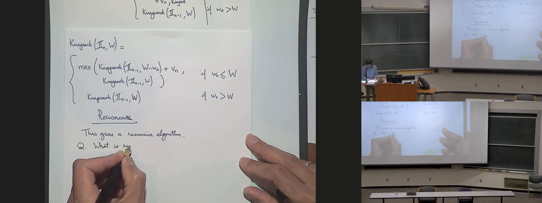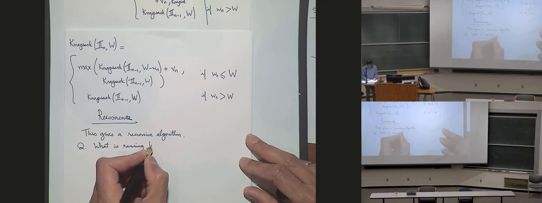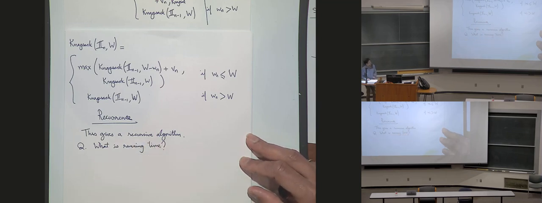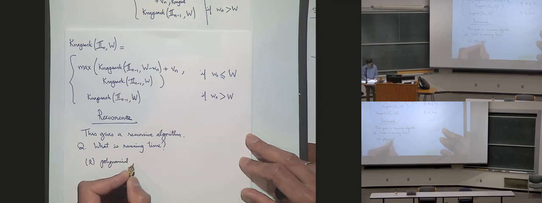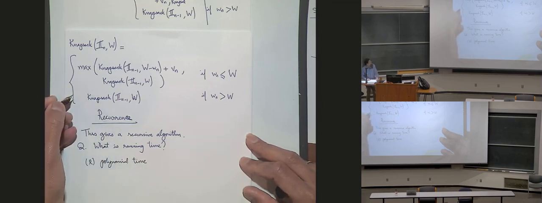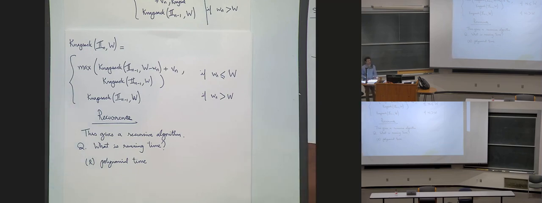So a question is, what is the running time? Does the algorithm make sense? I just call it recursively. I haven't given the base case, but the base case is easy. Base case is one item. If you have one item and a knapsack, you just check, can you add it or not? And if you can add it, go ahead, otherwise don't. So this actually captures the entire algorithm. Is it polynomial time?